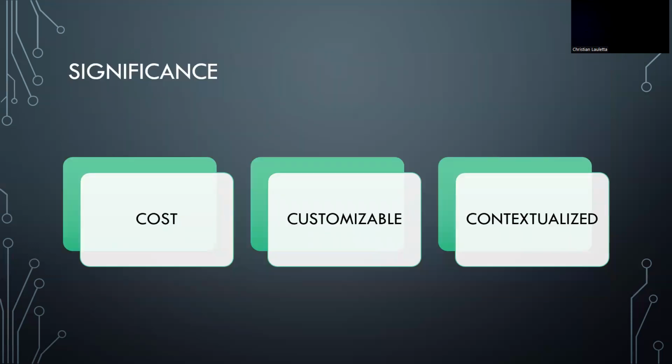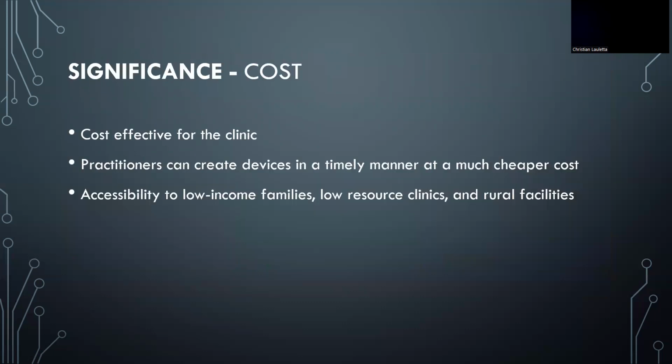The significance of our research includes 3 main categories: cost, customizable, and contextualized. First, we're going to begin with cost. The researchers completed a cost-effectiveness analysis comparing the cost and print time of 3D printed adaptive equipment to the price and shipping time of obtaining commercially available alternative items. The researchers found that practitioners can create devices in a timely manner at a much cheaper cost. Researchers found it cheaper to print items in the clinic than to purchase adaptive equipment and orthoses outside.